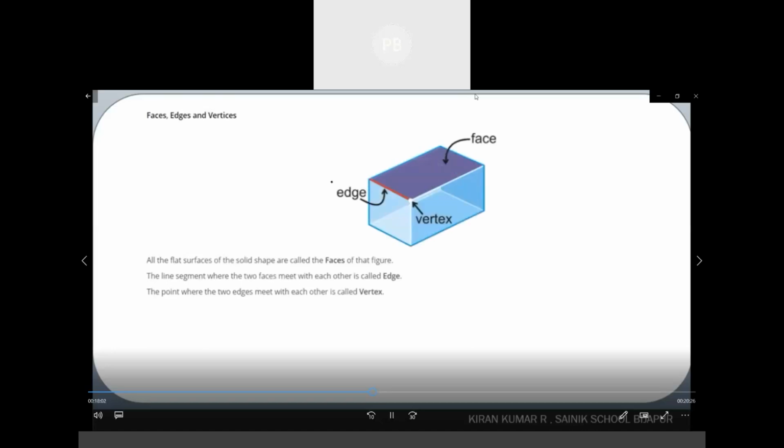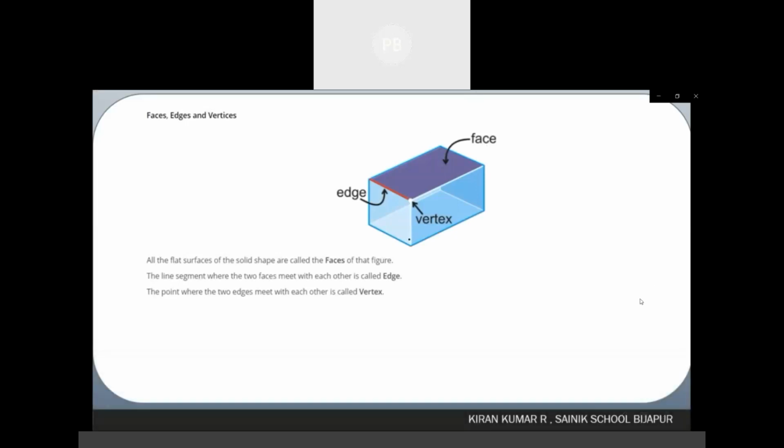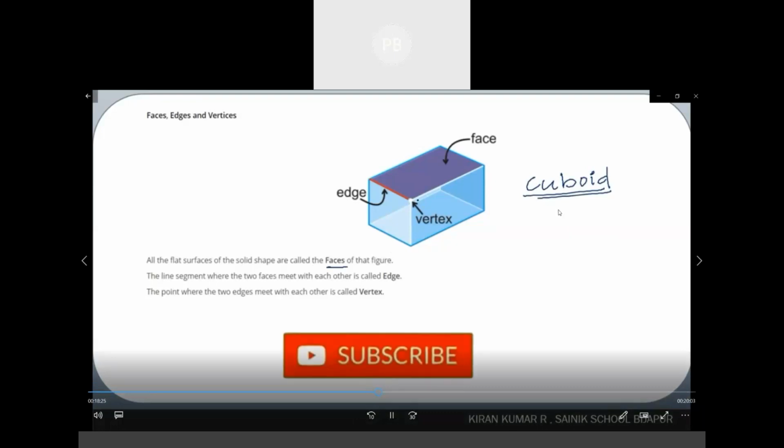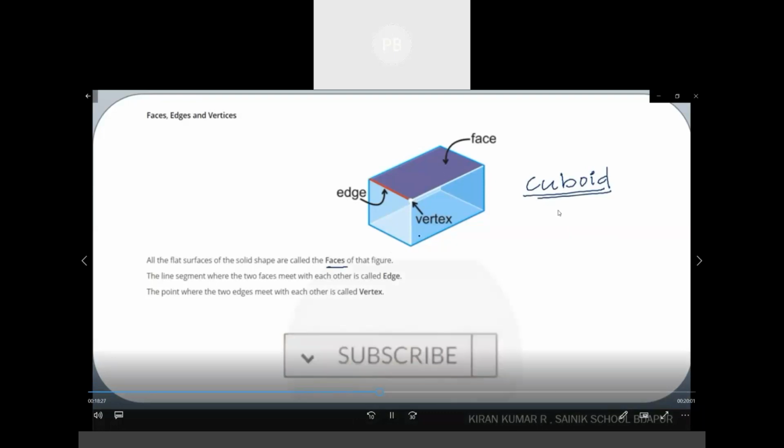What does a three-dimensional figure contain? It will be having faces, edges and vertices. You can see here I have taken a cuboid. A cuboid is a three-dimensional object. Look at this. The flat surfaces of the solid shape are called faces. In a cuboid, there will be six faces.